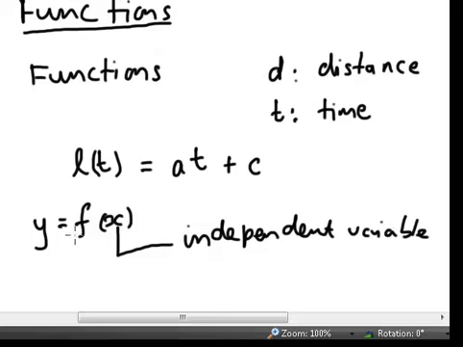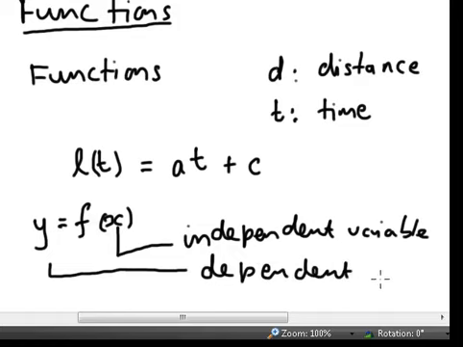Then to get the value of y, you need to get x. So you take x, plug it into the expression of f to calculate y. Then we say y is a dependent variable. I hope I'm making myself clear. Is it clear? Okay.